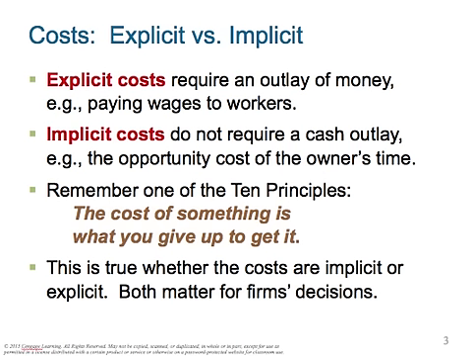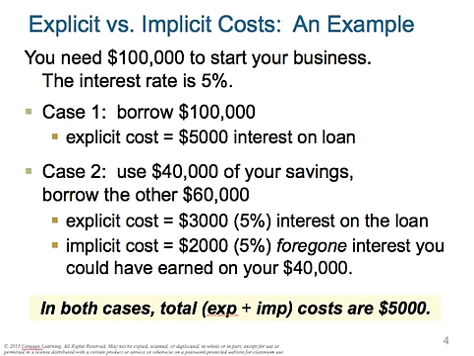So remember back to chapter 1, the 10 principles. The cost of something is what you give up to get it. So that speaks towards opportunity cost. This is true whether the costs are implicit or explicit, but both matter in firms' decisions.